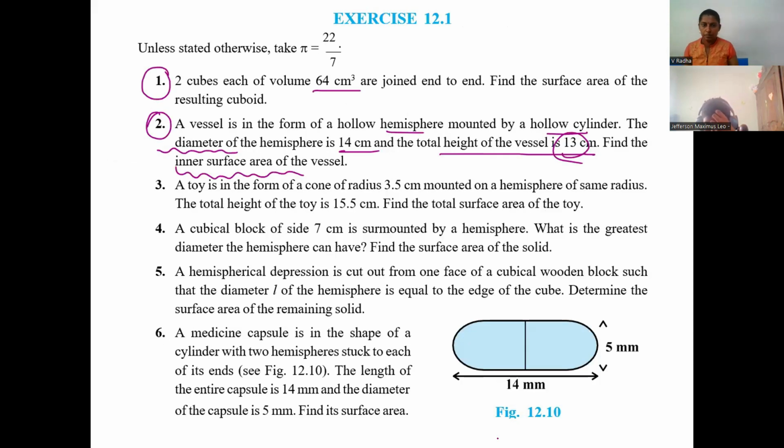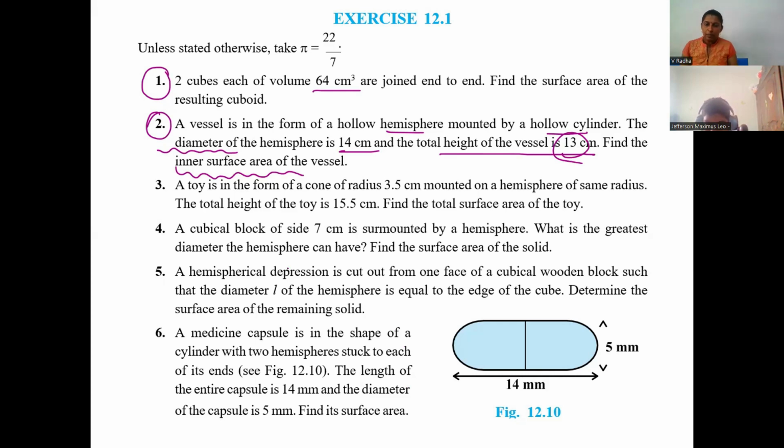Just read the third question. Okay, ma'am. A toy is in the form of a cone of radius 3.5 centimeter mounted on a hemisphere of the same radius. The total height of the toy is 15.5 centimeter. Find the total surface area of the toy.